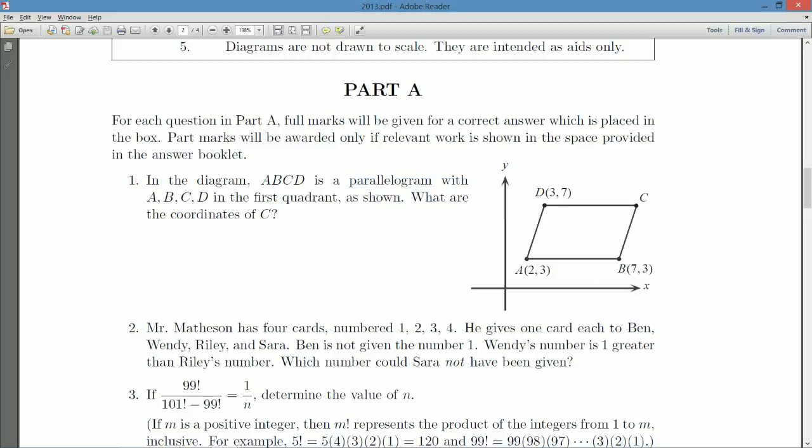We're given the coordinates of A, B, and D, and asked to figure out the coordinates of C. A is at (2, 3). D is at (3, 7). And B is at (7, 3). In a parallelogram, opposite sides are equal, so AD is going to be the same as BC. If we figure out how our x coordinate and y coordinate change from A to D, we can apply the exact same changes to B to get the coordinates of C. Maybe to get from A to D, we go to the right by 5 and up by 6. To get from B to C, we would go to the right by 5 and up by 6. So let's figure out that relationship.